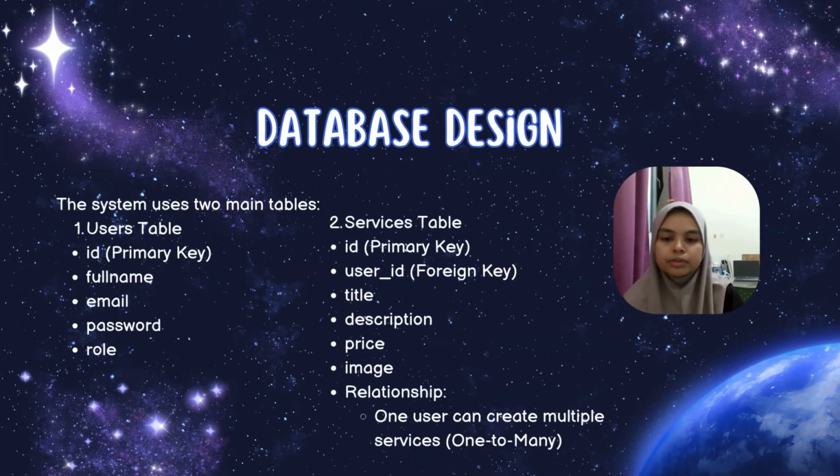The system uses two main tables, users and service. The user table stores information such as user ID, full name, email, password, and role. The service table stores service details including title, description, price, image, and user ID. The relationship between these tables is one-to-many, meaning one user can create multiple services.